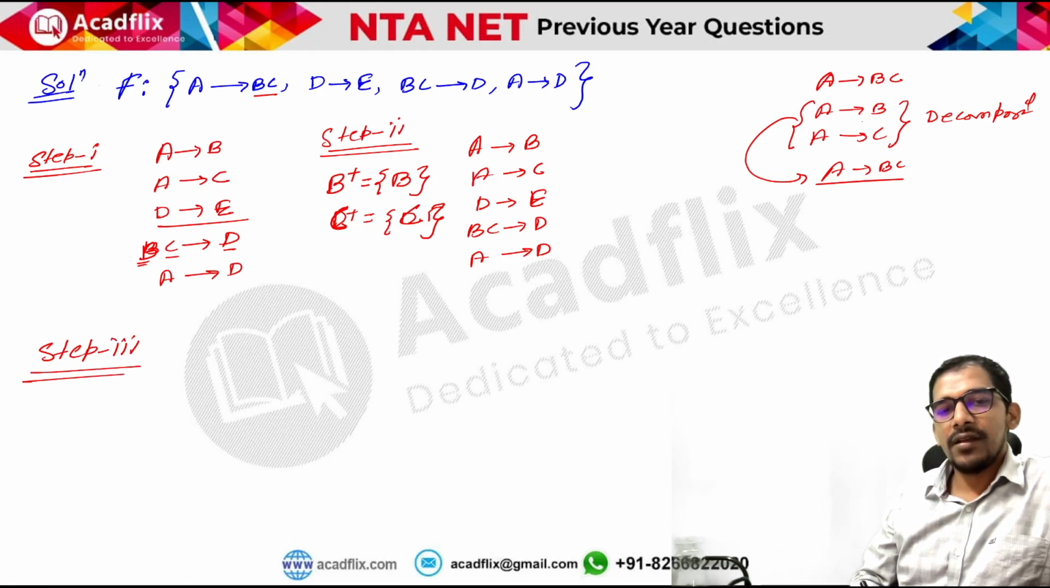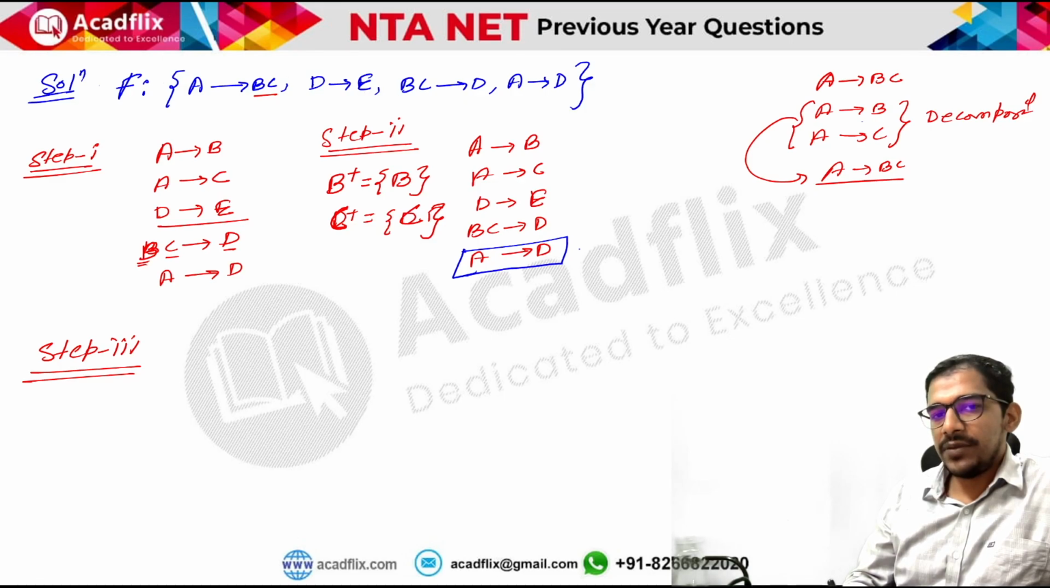How will we check that? To check whether we can remove any functional dependency, we need to take a functional dependency and see if we can determine that functional dependency from the other set of functional dependencies. What I mean to say is, let us say we have A tends to D. Okay, so we need to check can we determine D from A without this functional dependency.